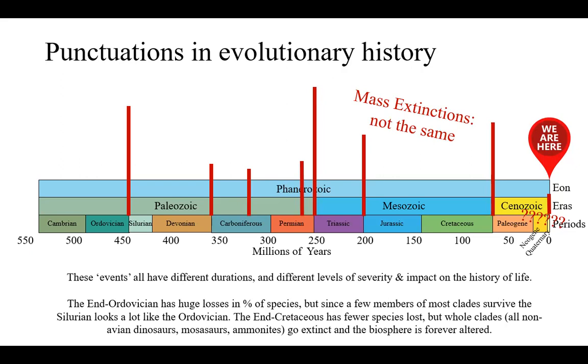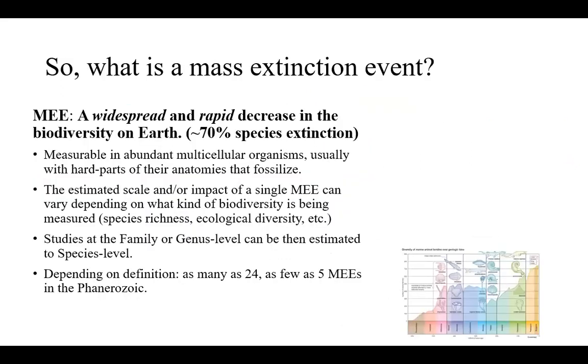These are interesting questions. And so here's a definition for you guys, something you can actually take to the bank that I care about. These events, now that they've been studied for long enough, these are MEE, mass extinction event. It's not just me, mass extinction event. Widespread, meaning global. Rapid, usually less than a million years, which is hilarious, right? Less than a million years, okay. Widespread and rapid decrease in biodiversity, usually about 70%.